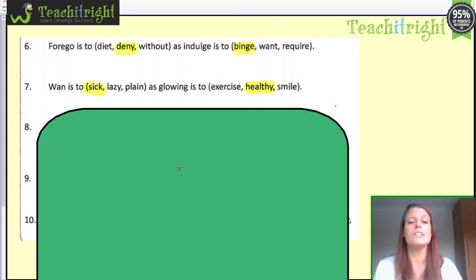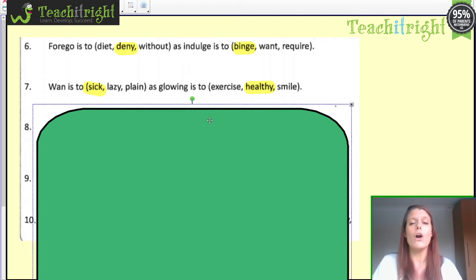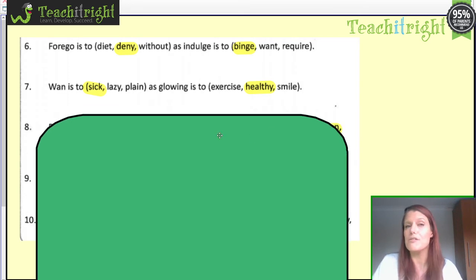One is to sick, as glowing is to healthy. Again, this word is one for your word and meaning books. Do look these up further in a dictionary to give you a better indication of their meanings. And then try to write them in your own words when you write them in your word and meaning book, because that will help you remember them more.